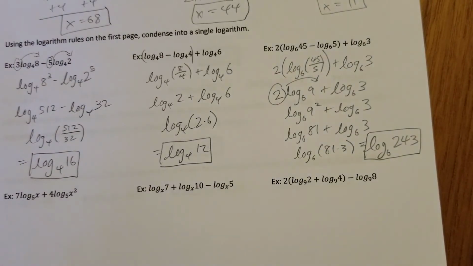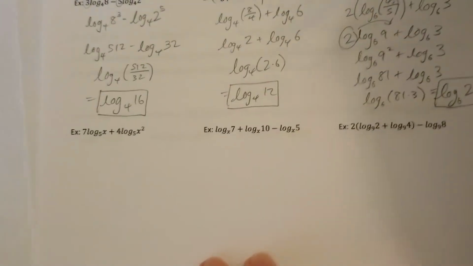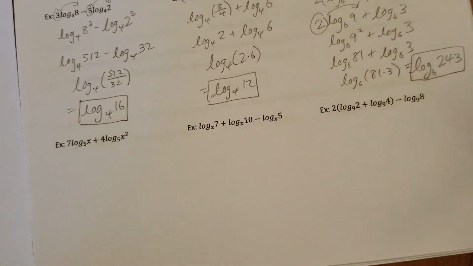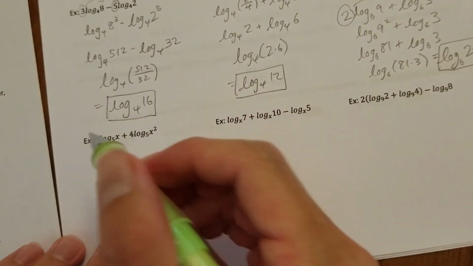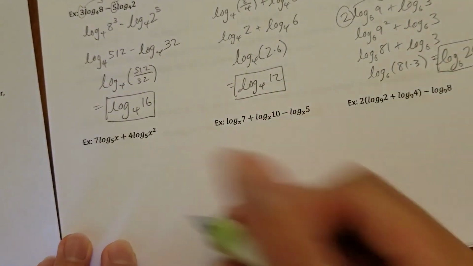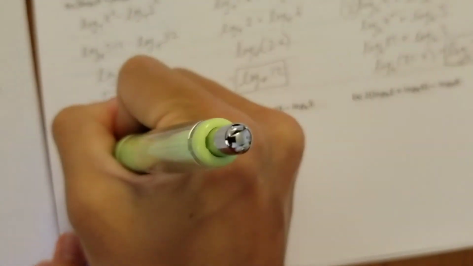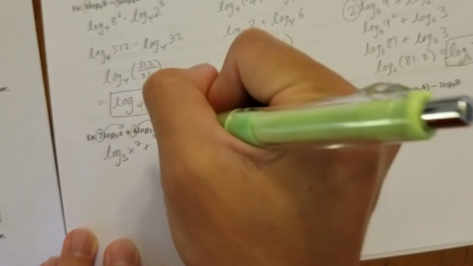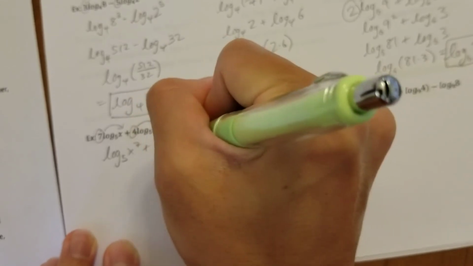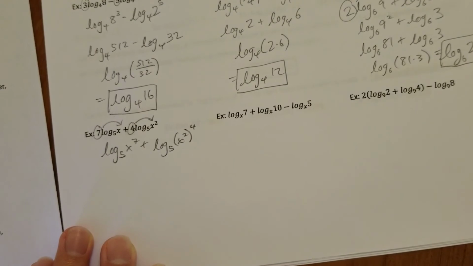Okay. All right. The next couple of ones are a little bit more challenging. Some of them do have variables instead. So same idea. Like I said earlier, we're going to do the opposite. For the power rule, we're bringing this up here, and we're bringing this up here. So we have log base 5 of x raised to the 7th plus log base 5 of x squared raised to the 4th.